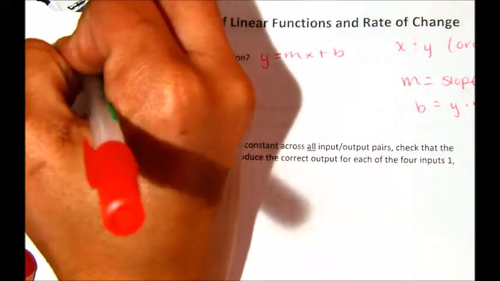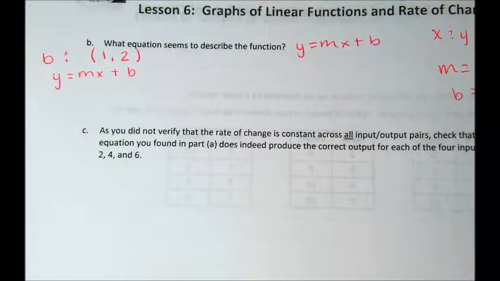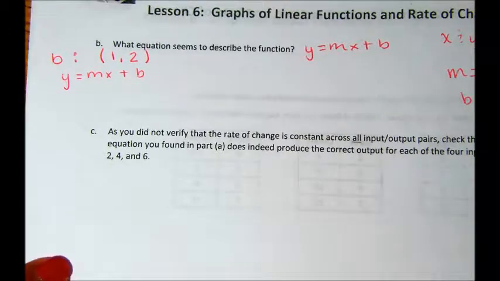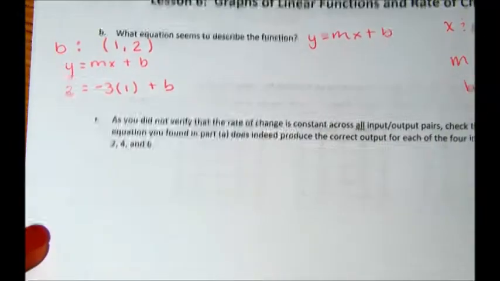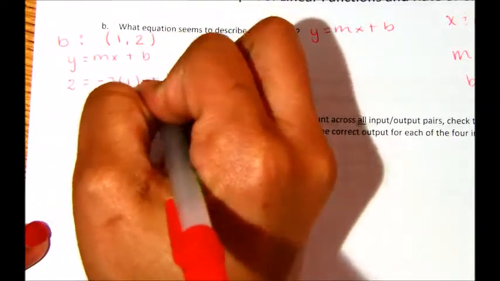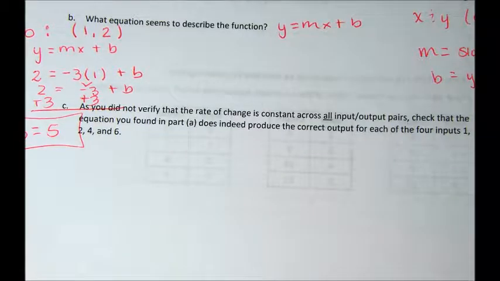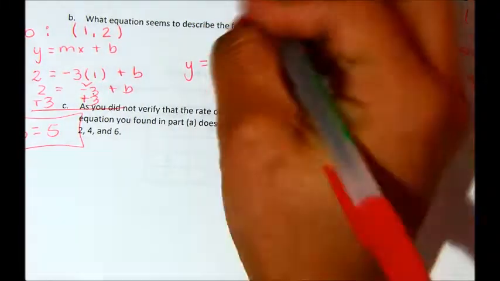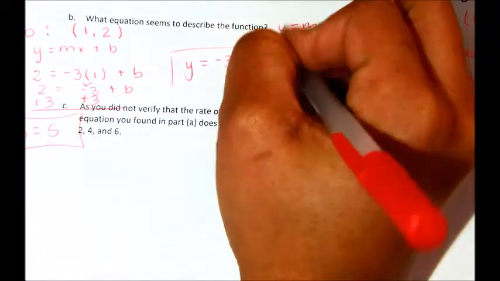Use the ordered pair 1 and 2. So to solve for b, I'm going to use the ordered pair 1 and 2. What does my equation look like once I've substituted in my x, my y, and my slope? What does b equal? All right, so now I know that b equals 5. How can I use my slope and b to generate this equation? Yep, y equals negative 3x plus 5.